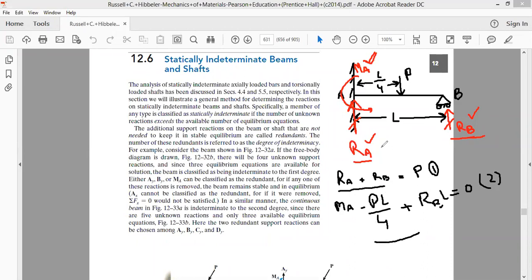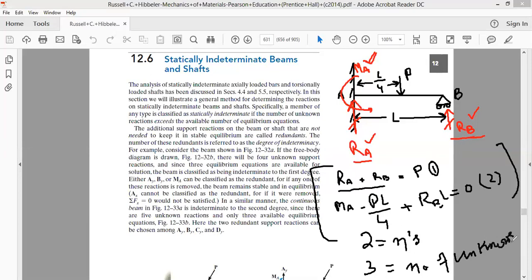In order to find the value of RA, RB, MA, we have three unknowns, but the number of equations that we have in hand are only 2. We have two equations in hand, but three unknowns. In order to solve this problem having 3 unknowns, we need 3 equations, but here we have just 2 equations.